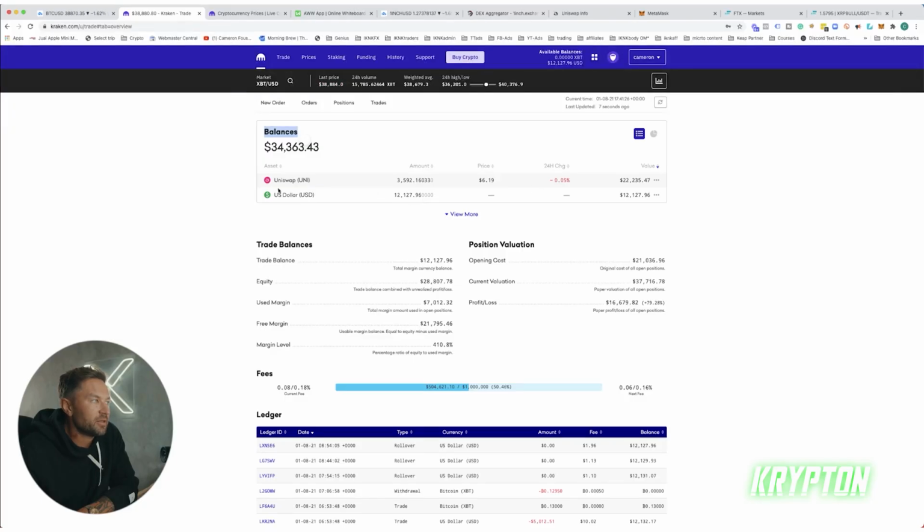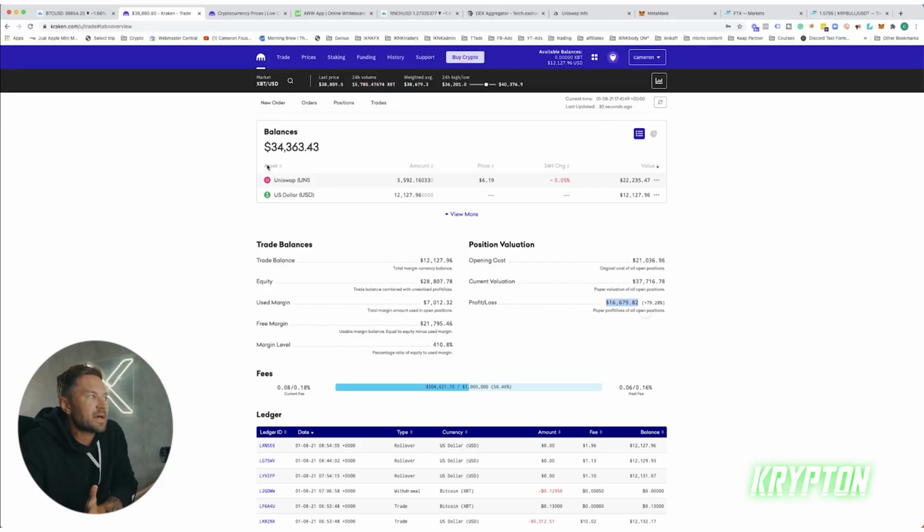And you can see currently the only thing I have in my wallet at the moment is Uniswap, UNIUSD. I used to have 6,700 coins of it, and I've sold a bunch for profit, and now that's worth $22,000. And I have $12,000 in cash left over here. And I also have an open profit of about $17,000 in this account.